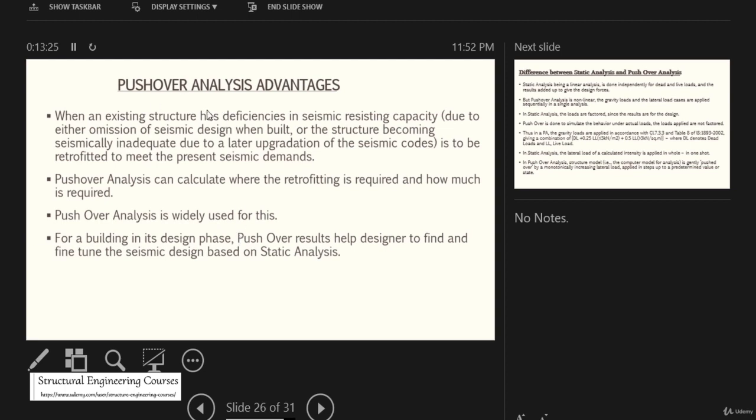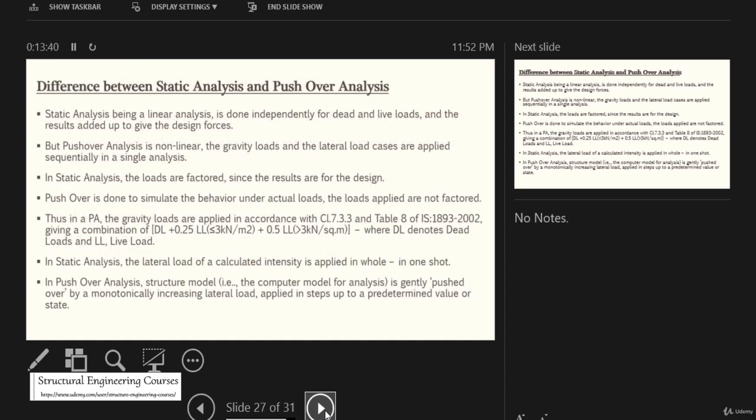So these are some of the advantages. Obviously, if you are following this lecture correctly, you can say what exactly the advantages are. That is, you can do the performance assessment of the structure, and it can also help us fine-tune the seismic design based on the static analysis.